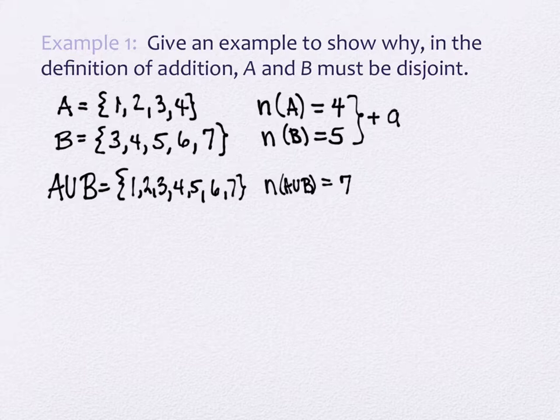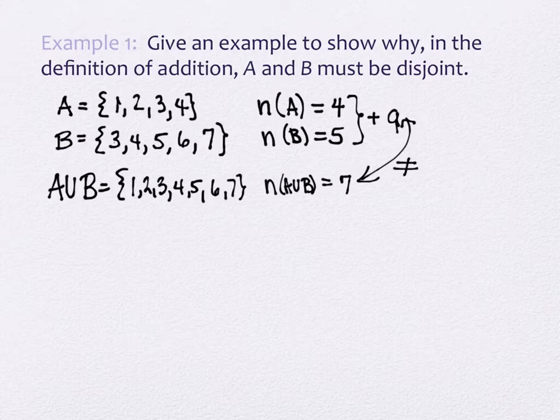I get 9. And these are not equal. That might be the shocker of the day, right? You had no idea. 9 and 7 not equal. So why did that happen? Well, it happened because when I counted set A, I counted numbers 3 and 4. And when I counted set B, I counted numbers 3 and 4, right? Double counted things. And that's why it has to be disjoint for this definition to make sense.